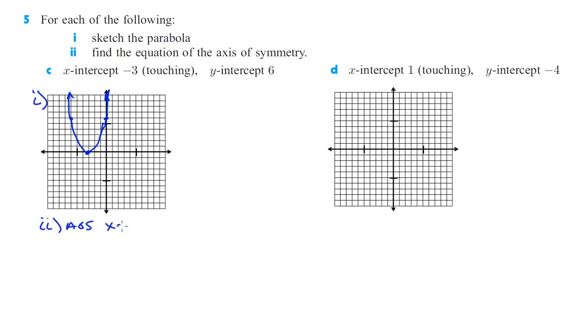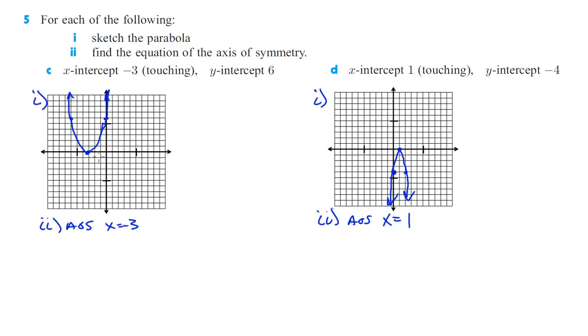So there's our graph, and then the axis of symmetry is just going to be at what? Negative 3? x equals negative 3. Okay, part D, the x-intercept is at 1, and it's just touching it, and the y-intercept is at negative 4. So that one's going to go like that. And then again, mirror image around the axis of symmetry, so then that one's going to look like that. And then our axis of symmetry is then going to be x equals 1, right here.